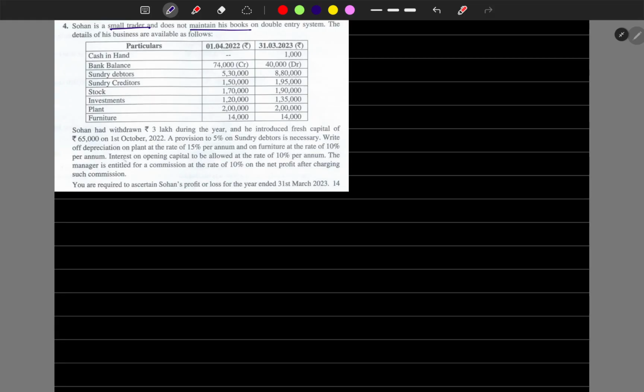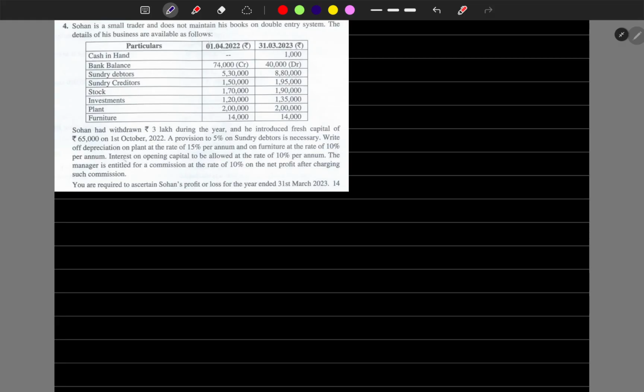In this problem, Shogun is a small trader and does not maintain his books on the double entry system. We are given the details of the opening balance sheet to find out the opening capital, and the closing balance sheet to find out the closing capital. Comparing this with the adjustments provided in the question, we have to solve this problem. So let's quickly get into the problem.